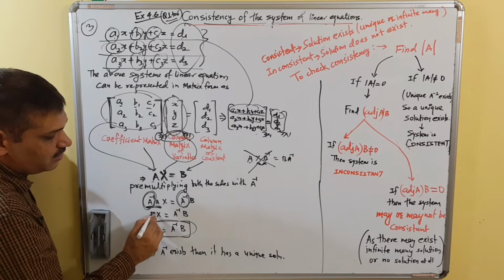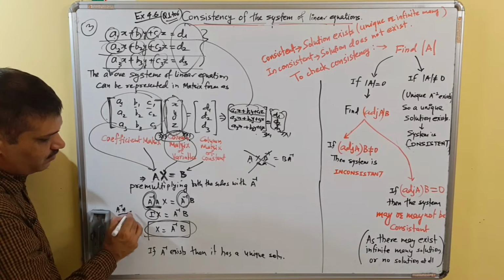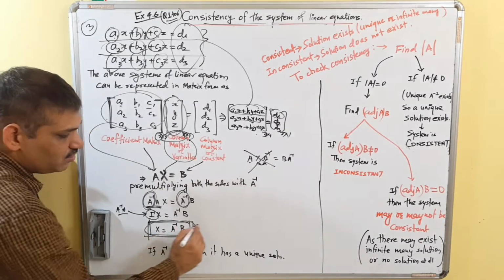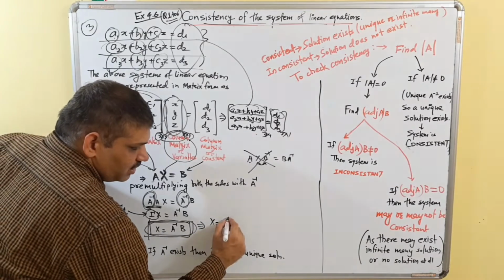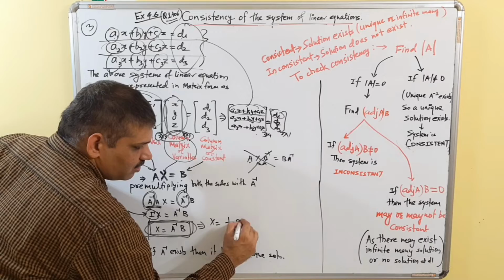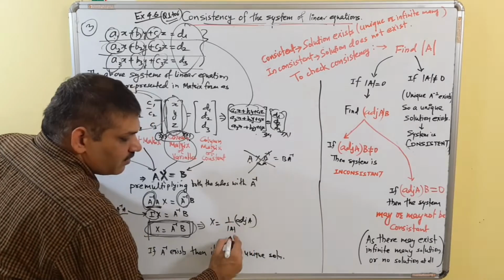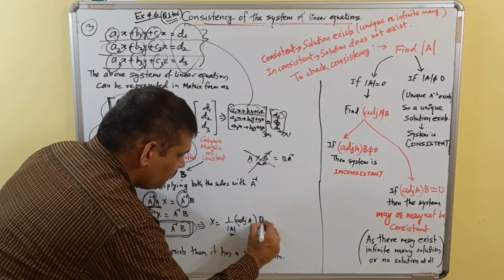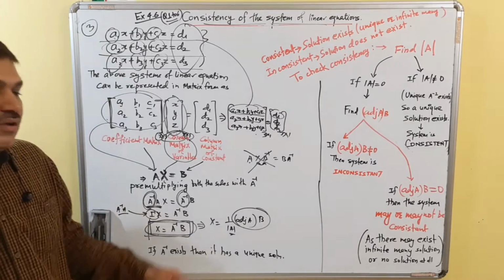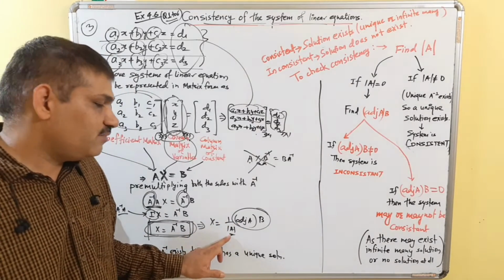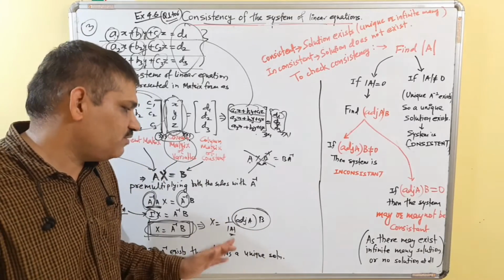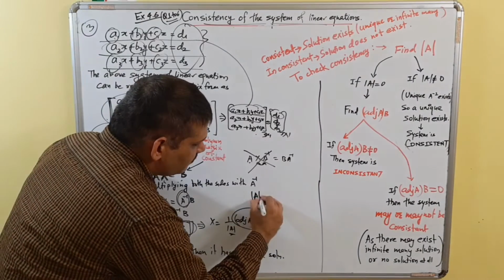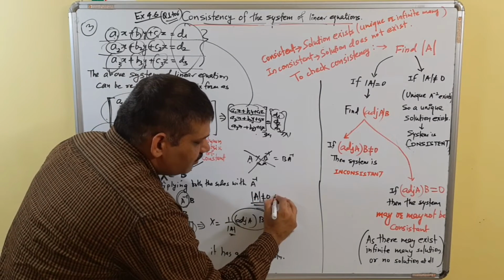A inverse into A is always the unit matrix I. Unit matrix into X is X. So this is how we get X is equal to A inverse B, and A inverse is 1 upon determinant A into adjoint A. First of all, we find adjoint A into B. Now let's talk about this. See, if determinant A is non-zero, then obviously we are going to get a unique solution. Determinant A not equal to 0 means the inverse exists.